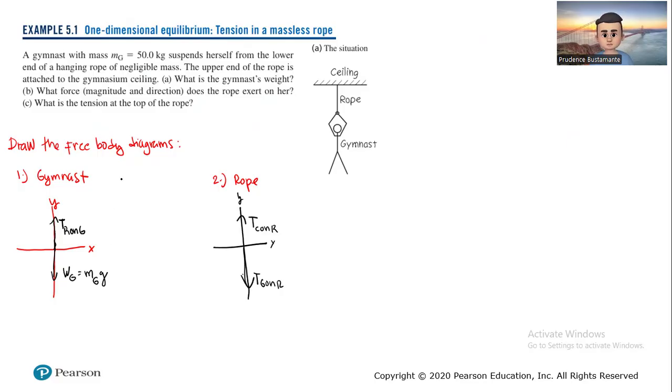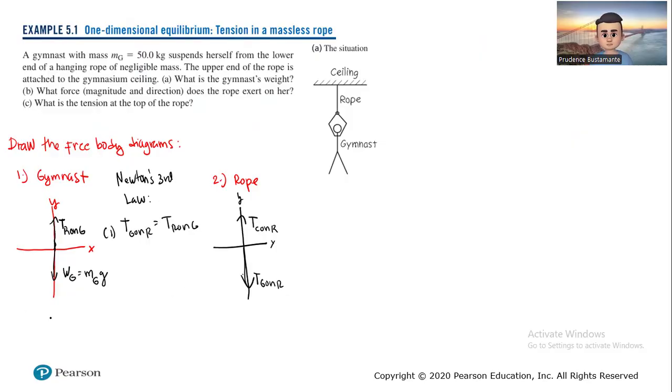Newton's third law, we note here that this tension of the gymnast on the rope is equal to the tension of the rope on the gymnast. So this will be our equation one.